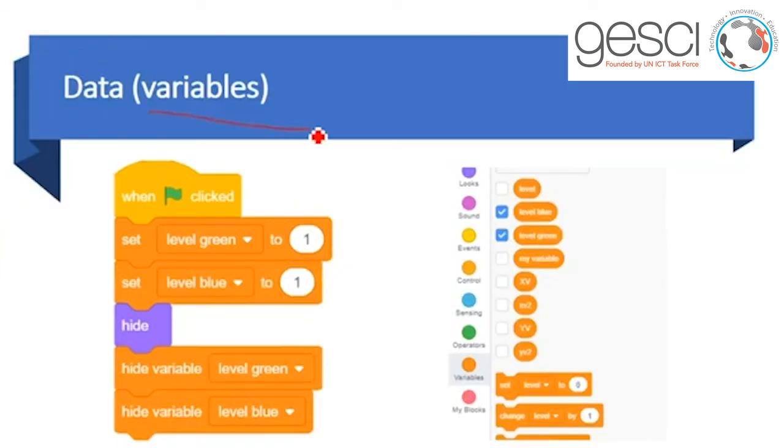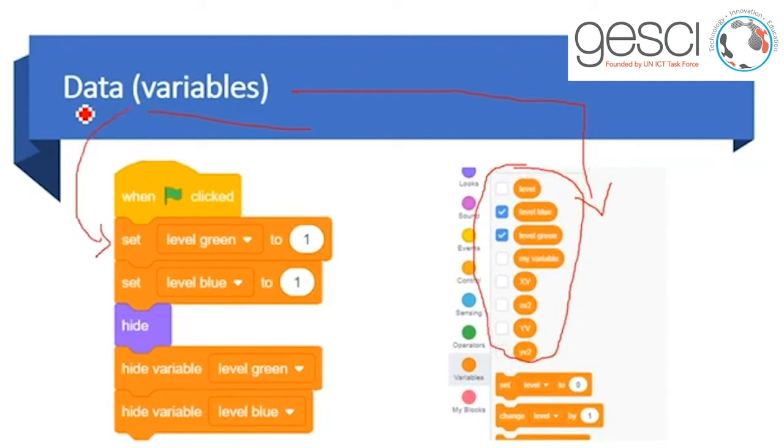Then back to the variables. This time we've created so many variables. All these are variables that we've been able to create. And we're able to manipulate them by setting them or by being able to hide our variables.